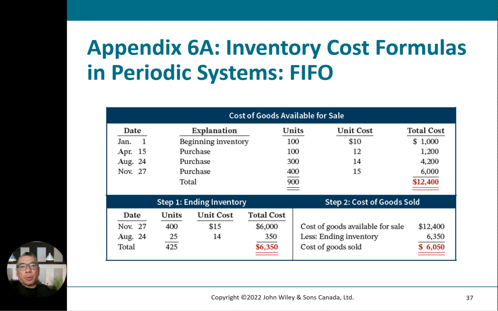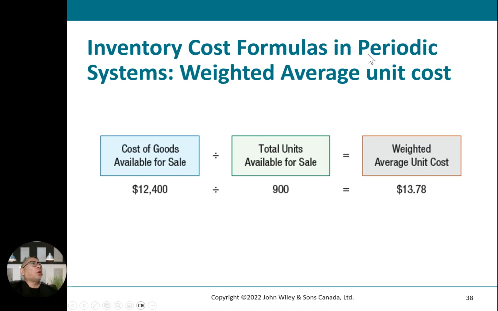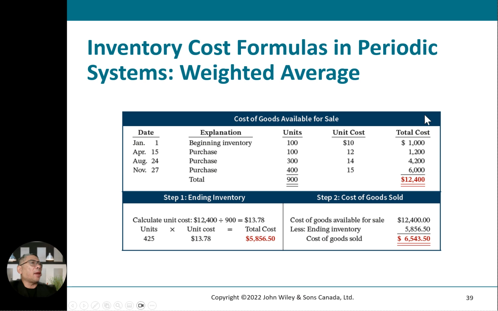Alright, look at the next one called inventory cost formula, periodic system, weighted average, meaning cost of goods available for sale divided by total units available for sale, 900, equal to average unit cost, which is 13.78. So you're going to calculate here using the same thing, but you're going to use the weighted average, which is 12,400 divided by 900. You got this number. Okay, the simplest way will be 5860.